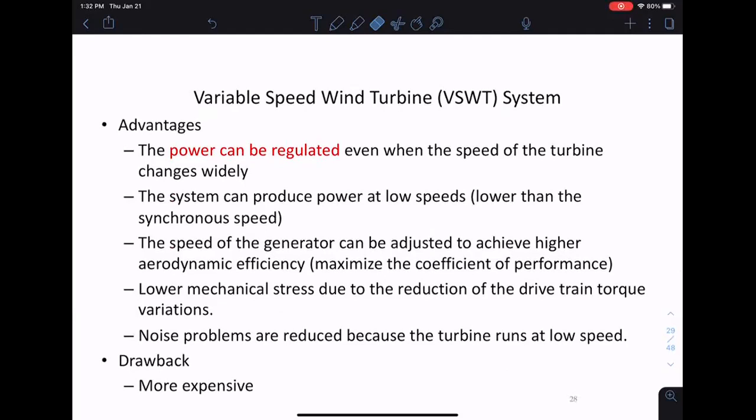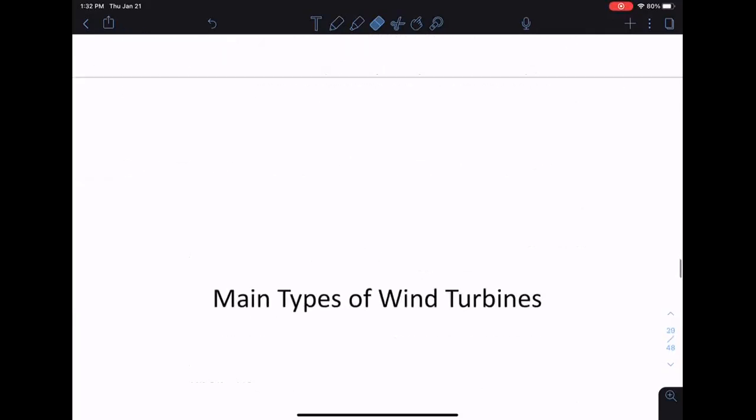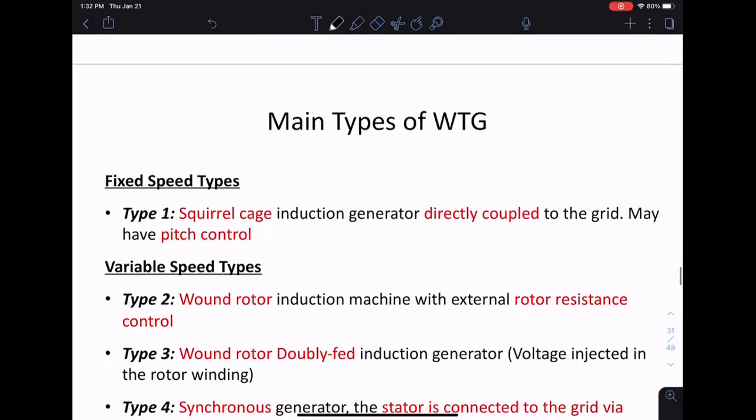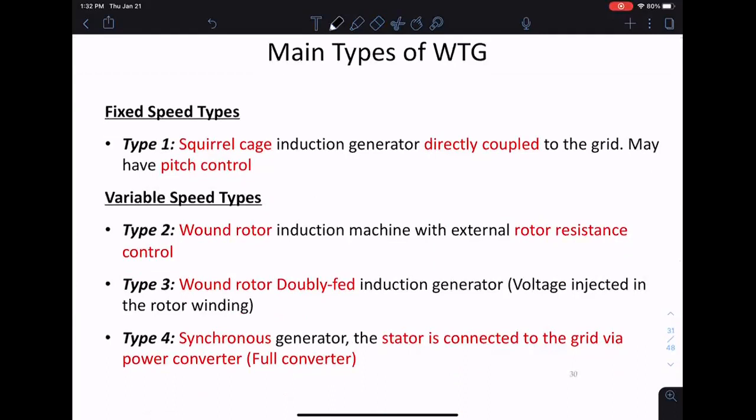So let's look at the different types of turbines. In industry, these types are sometimes the only way a turbine is referred to. People will say this is a type 3 turbine. So it's important to understand what each type refers to, because often they'll just give you the type. This is a shorthand used very often.